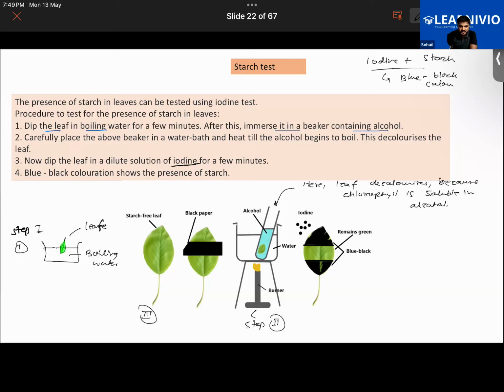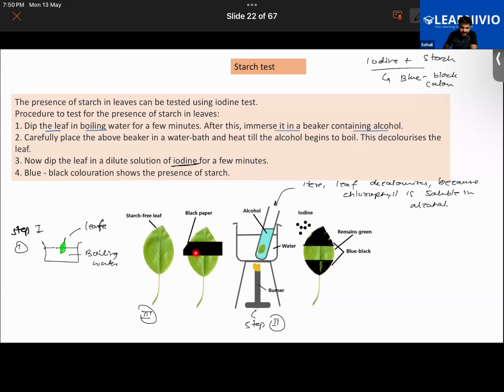Getting it, guys? What I'm trying to say. So what will happen when I put some drops of iodine on this leaf? I observed no change in the color of iodine. I observed that there was no change in the color of iodine. Iodine retained its color. Getting it or not? Okay, now. Yes.